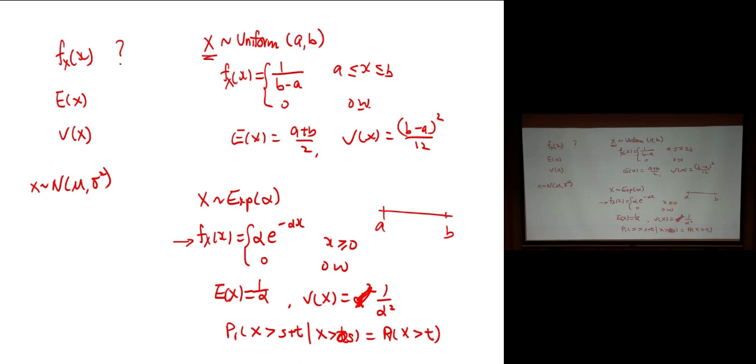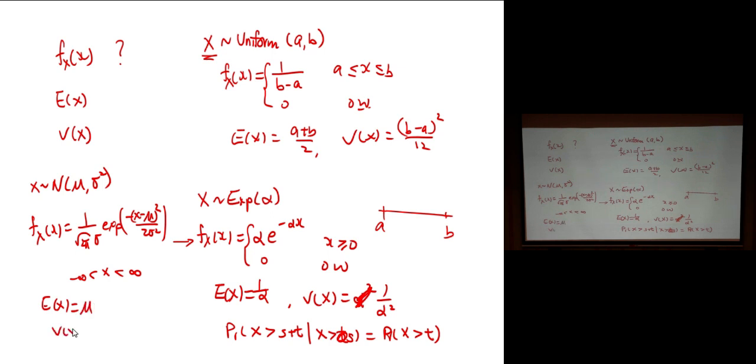All right, but let's look at some properties of this. So the PDF is like this: exponential of minus x minus mu squared over 2 sigma square, for x between minus infinity and infinity. The expectation of x is mu and the variance of x is sigma square. All right. So, that's what we are going to discuss today.